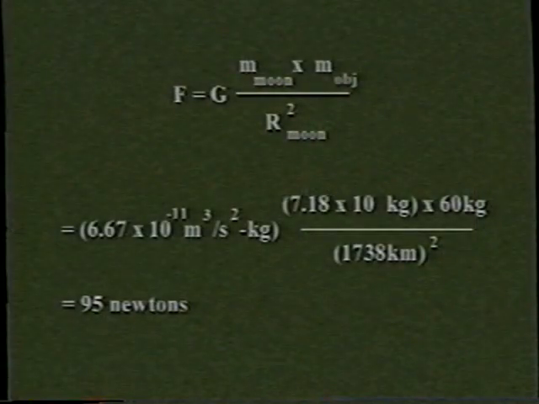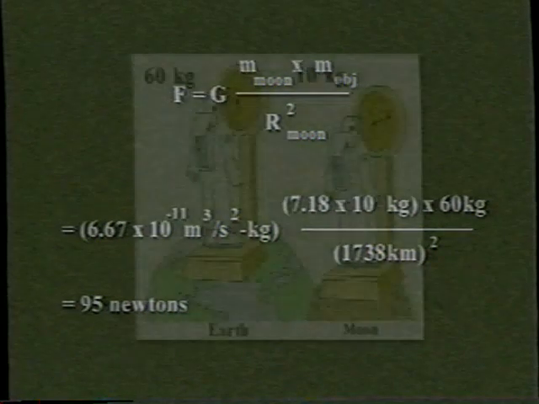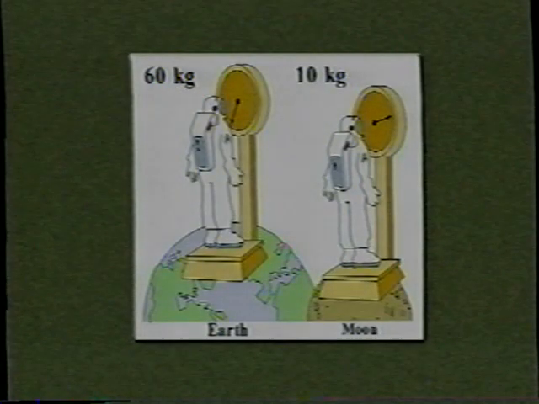So use the same equation for gravity. Force equals mass of the Moon times the mass of the individual divided by the radius of the Moon squared. And of course, the gravitational constant is in there. You can plug in numbers again. And you find out that on the Moon, a 60-kilogram person only weighs 95 newtons. 95 newtons is only 1/6 of the weight of an object at the Earth's surface.